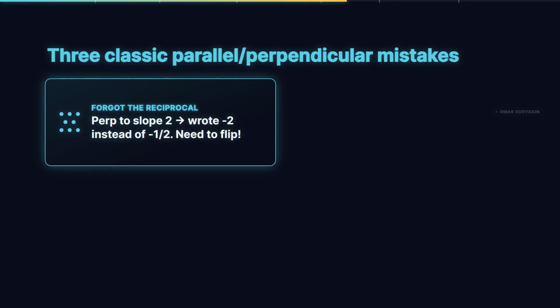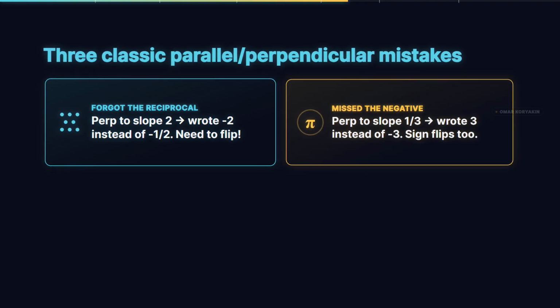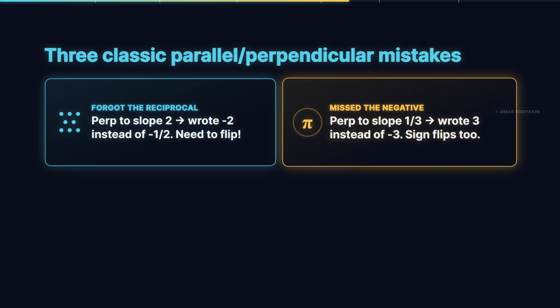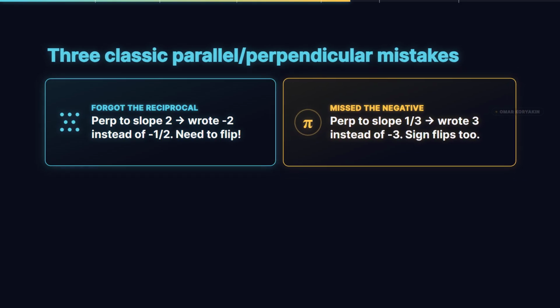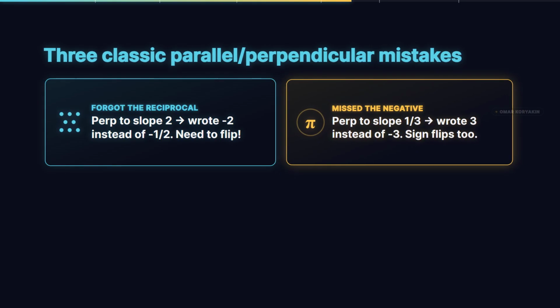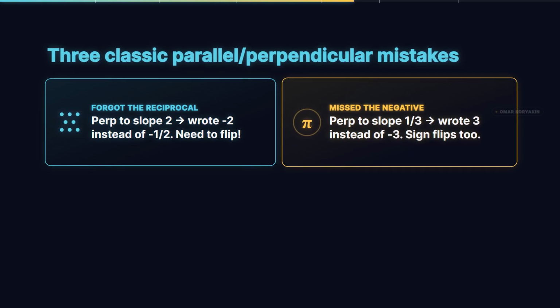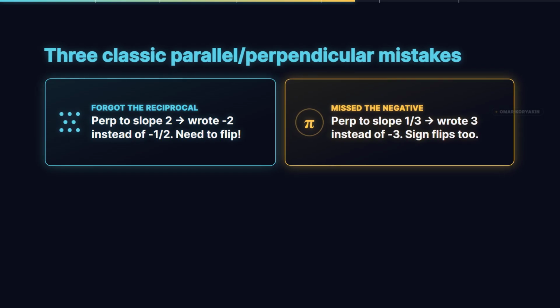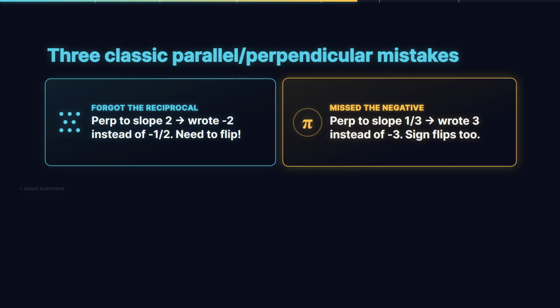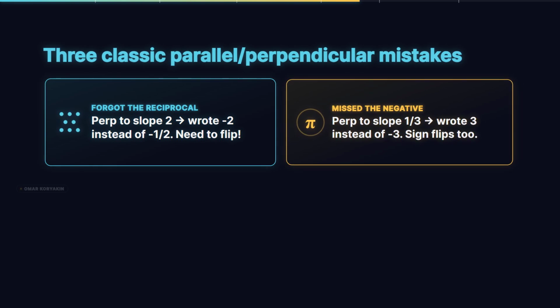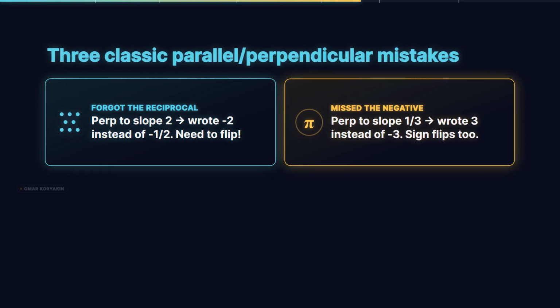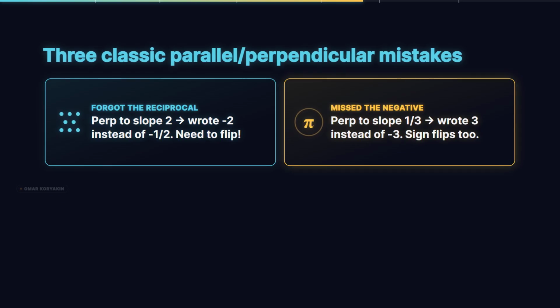Second mistake: forgetting to change the sign in the perpendicular rule and only taking the reciprocal. A student looking at a perpendicular relationship to slope 1/3 writes the new slope as +3 when the correct perpendicular slope is -3. The reciprocal of 1/3 is 3, but the perpendicular rule also requires the sign change. The fix is the same as the first mistake: say "flip and negate" out loud, applying both moves every time.